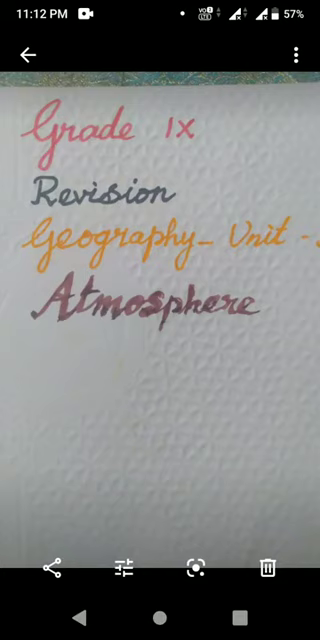There are three types of rainfall. They are convectional rainfall, frontal or cyclonic rainfall, and orographic rainfall.